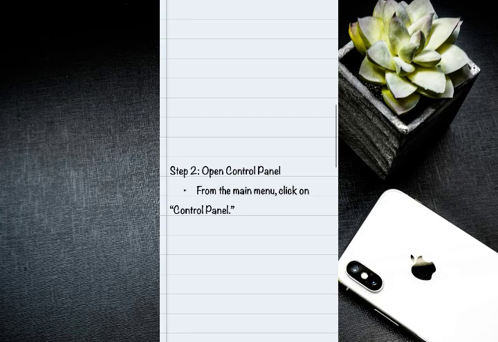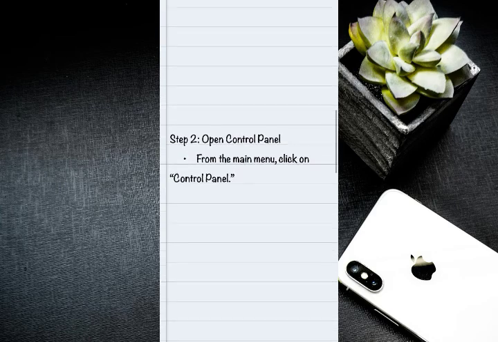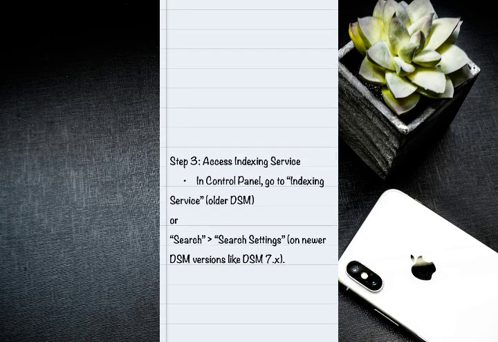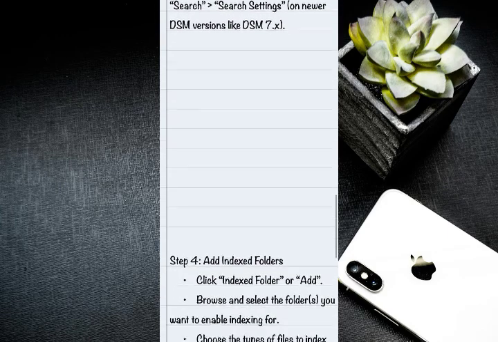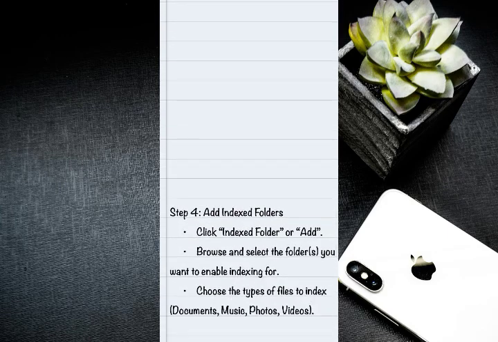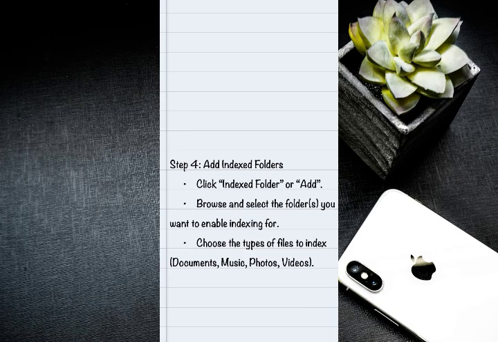Then after that, from the main menu, click on Control Panel, and in the Control Panel, go to Indexing Service. On other DSM versions, just search Settings, which is on newer DSM versions like DSM 7. Then after that, you have to click Indexed Folder, then Add. Then browse and select the folders you want to enable indexing for.